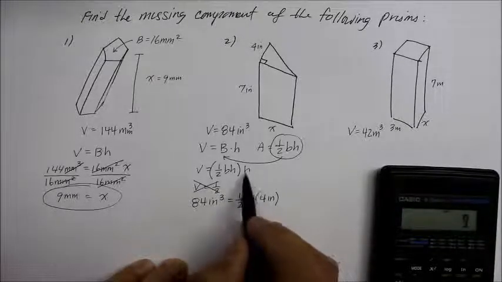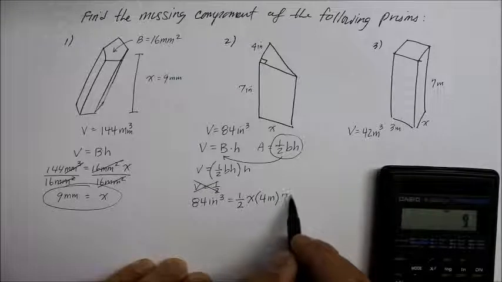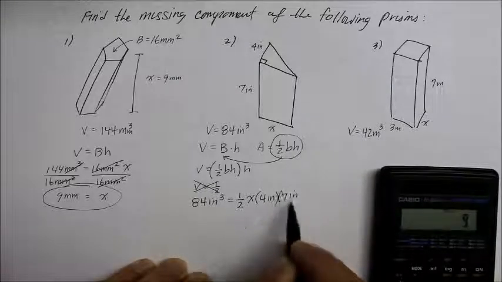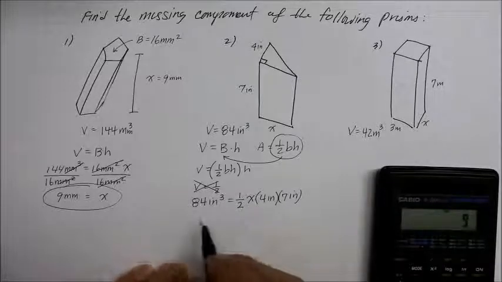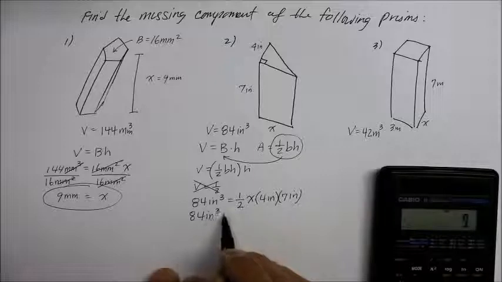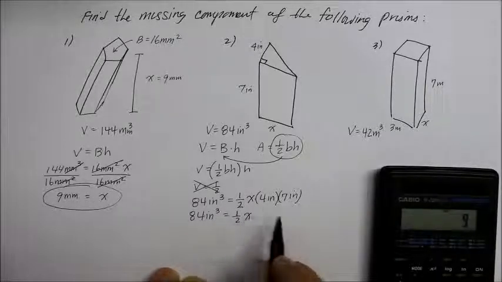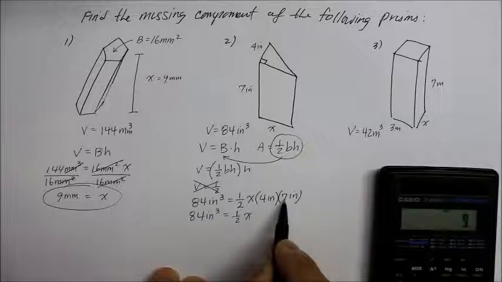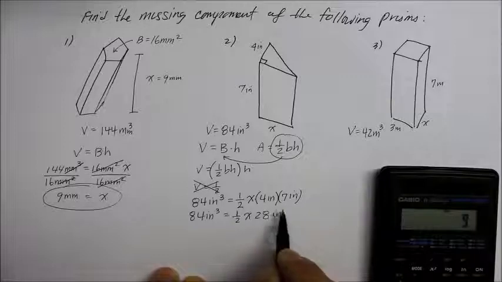And the height of this prism is 7 inches. So let's put a 7 right there. There we go. Now let's go and evaluate what's on the right side of the equation. So on the left side, we haven't done anything. So it's 84 inch cubed. On the right side is 1/2 times the x times 4 times 7 is 28. Inch times inches, inch squared.